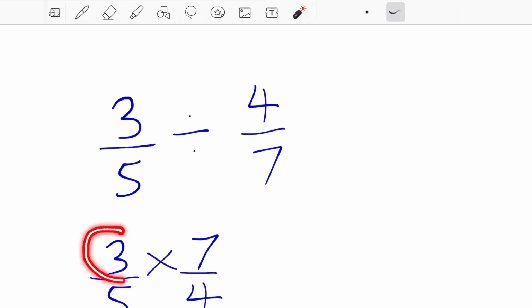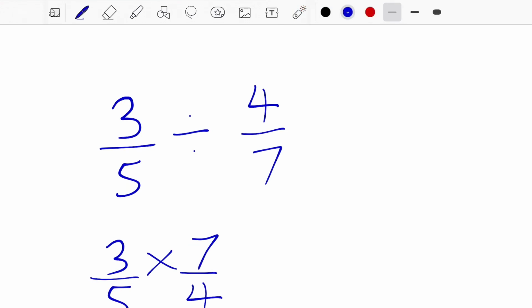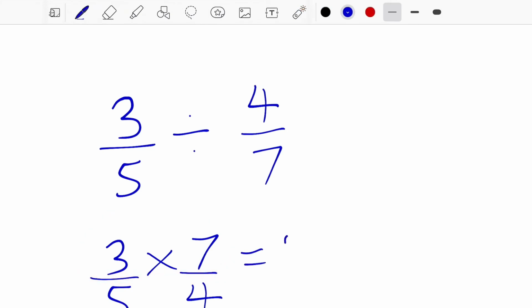Now there's no number that could go into both 3 and 5, or both 3 and 4. Neither is there any number that can go into both 7 and 4, or 7 and 5. So there's no way we can cancel or reduce these fractions. So we multiply across. 3 times 7 is 21 over 5 times 4 is 20.